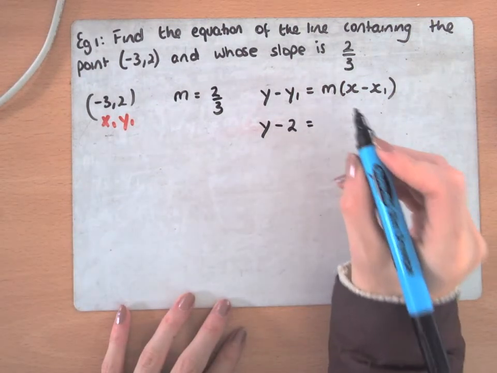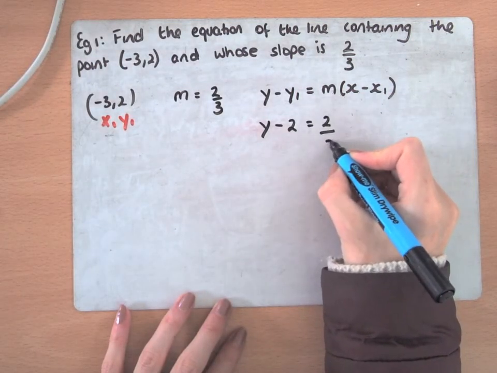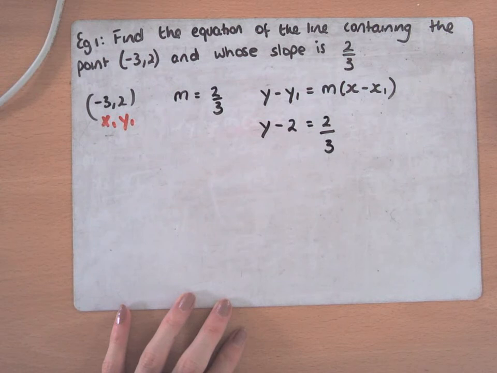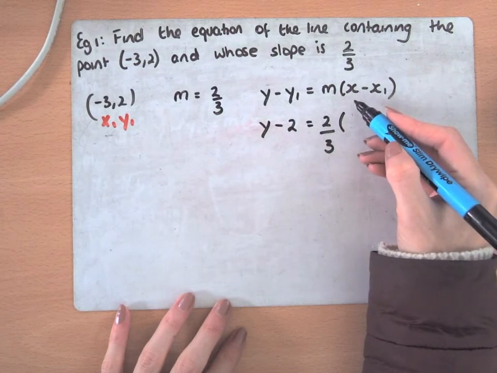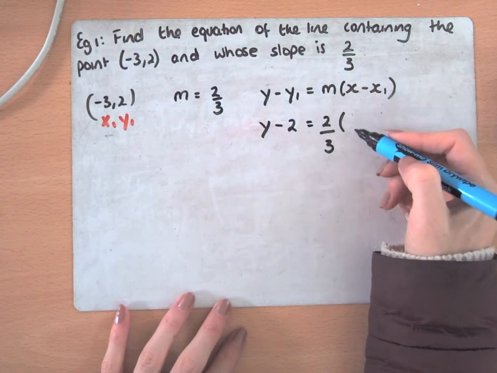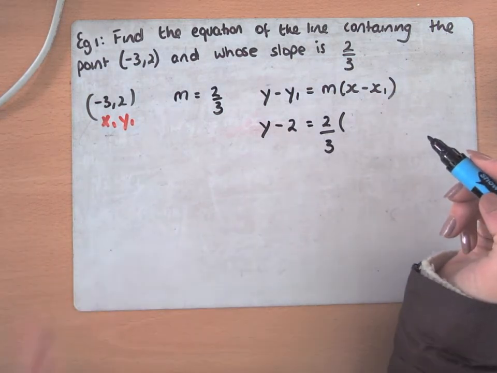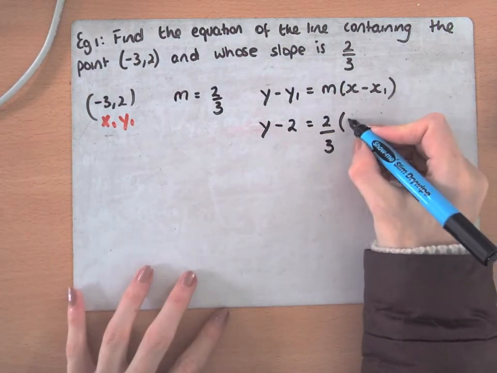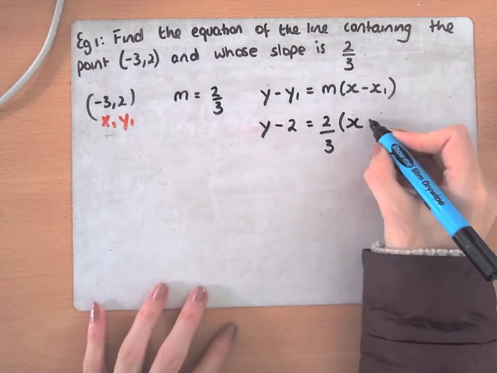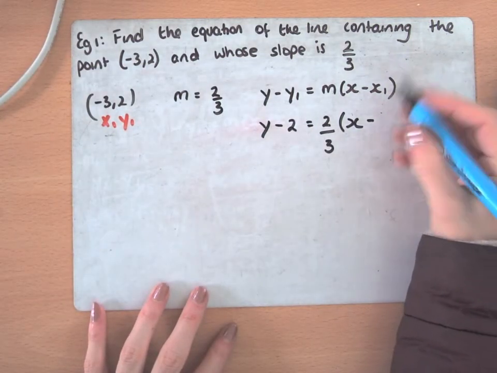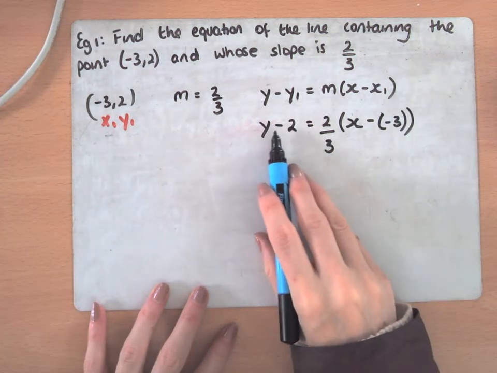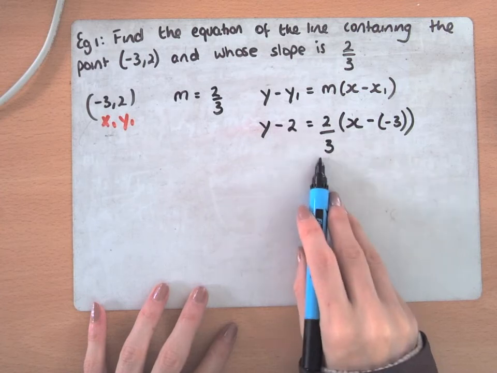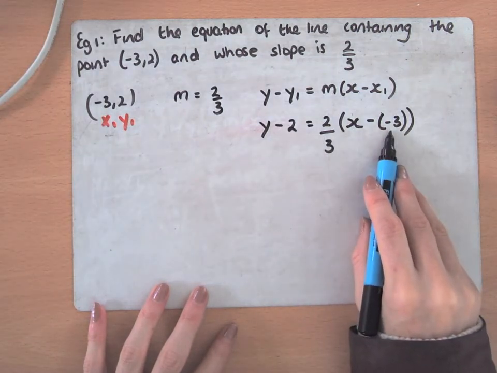Now write your 2/3 like this. 2 on the top, 3 on the bottom. Okay? Bracket x, careful, x stays as x. You told me it needs an x and a y, so that x stays as x. Minus, and what's x1? Minus 3. Brilliant. Okay, so y minus y1 equals m, x minus x1.